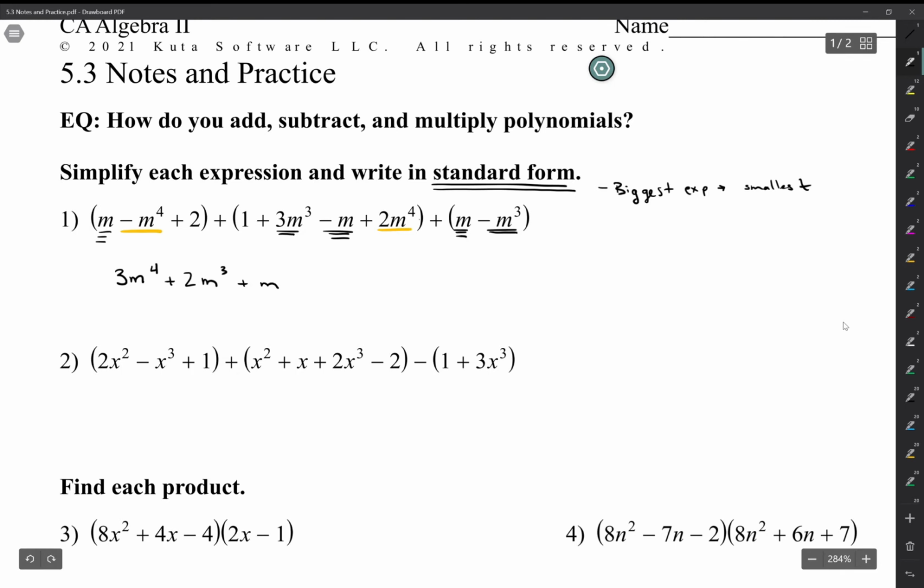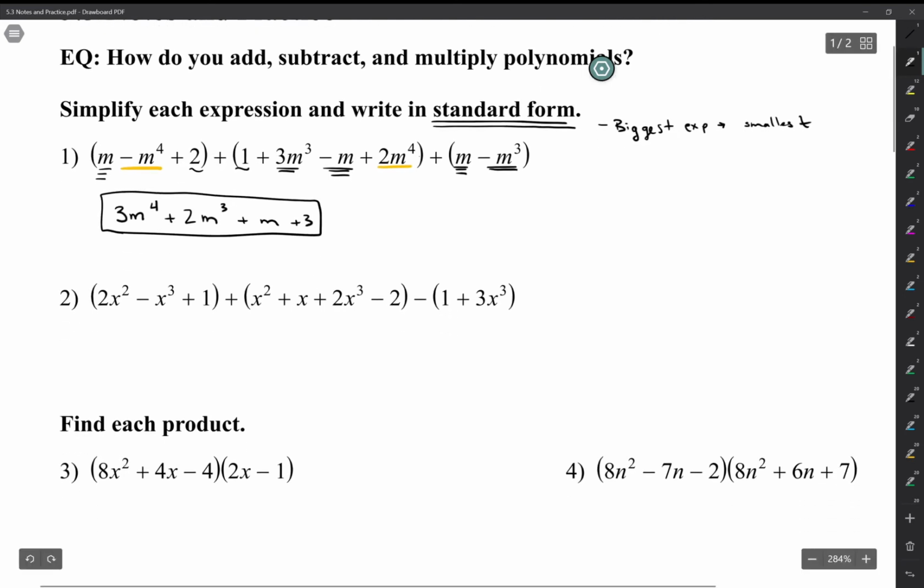And let's look at our constants. So 2, 1, and that's it, 3. Okay, so that's it. Adding, standard form, biggest to smallest exponents. Where it can get a little tricky is with subtraction.